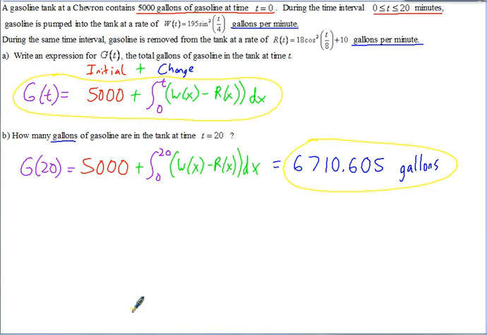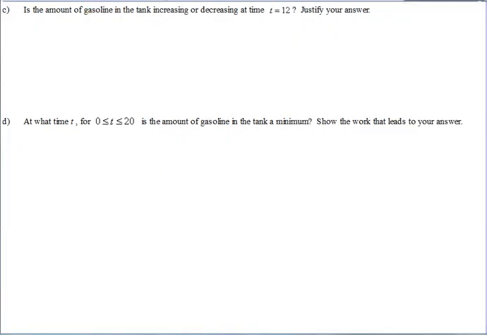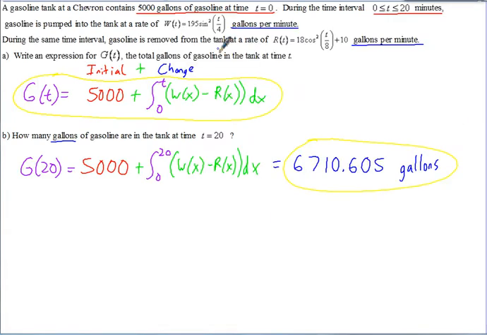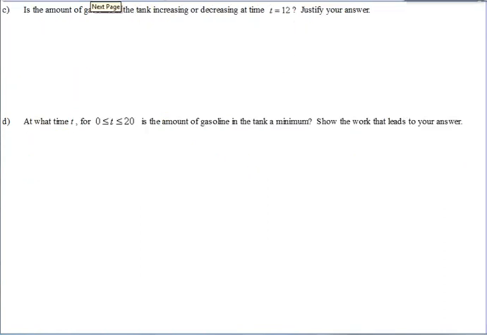All right, let's take a look at the next part. This one says, is the amount of gasoline in the tank increasing or decreasing at time 12? So again, the way you do this is you look at the overall derivative, which was W(t) minus R(t), and we plug in one specific time, which is 12. So it'd be W(12) minus R(12).